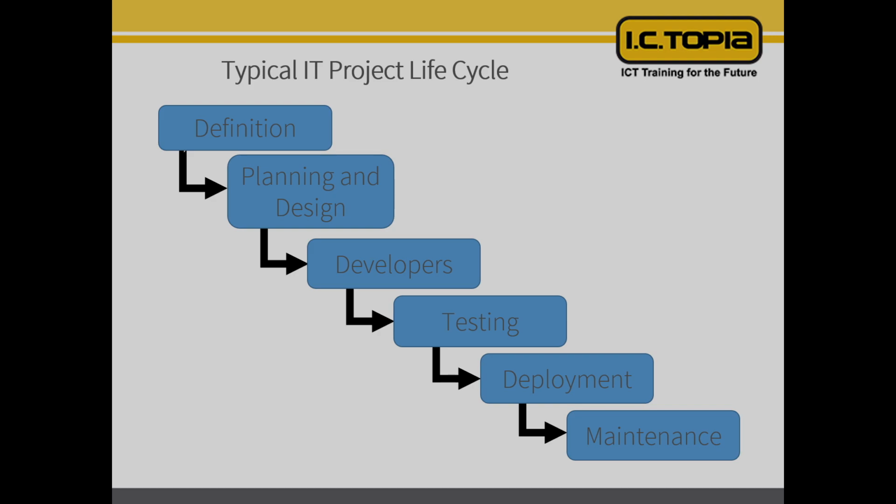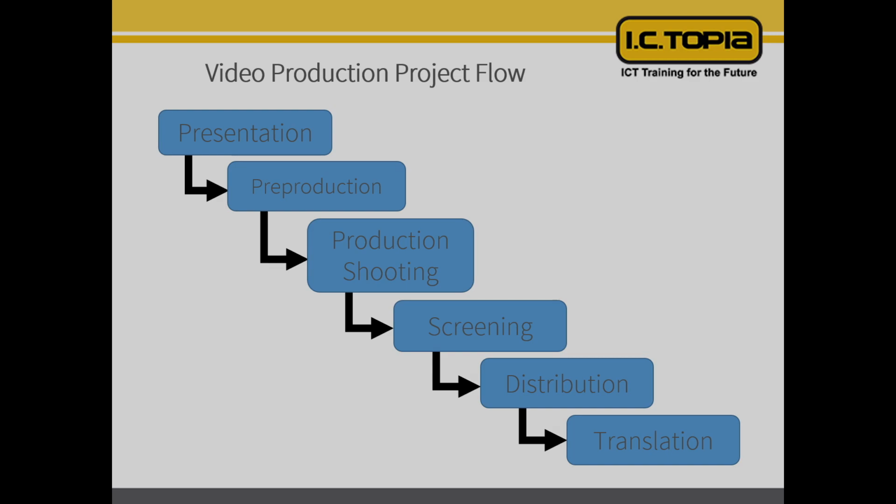So, we have the typical IT project life cycle. We have the definition, planning and design, development, testing, deployment, and maintenance. Okay, so those are the typical IT project life cycle. And in video production project flow, we have the presentation, pre-production, production shooting, screening, distribution, and translation. So pagdating daw sa video production, ito yung dapat na magiging flow.